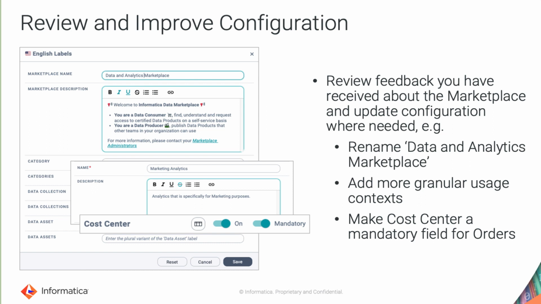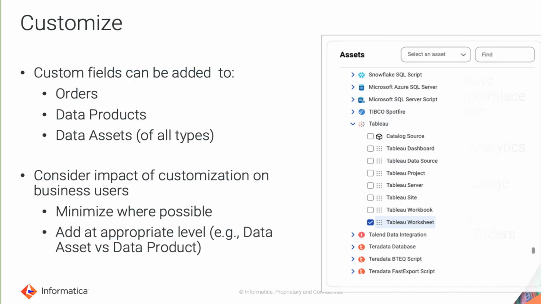You can also go more granular and tweak the things that you've created so far. Maybe the usage contexts you started with were very broad and you need to get more specific. Maybe you're finding that the cost center is a really useful tool for assigning back costs of data creation and sharing, but it's been an optional field and you want to make it mandatory. This is all going to be unique to your organization, but review how far you've come and fill these gaps in config and customization as well as in content.